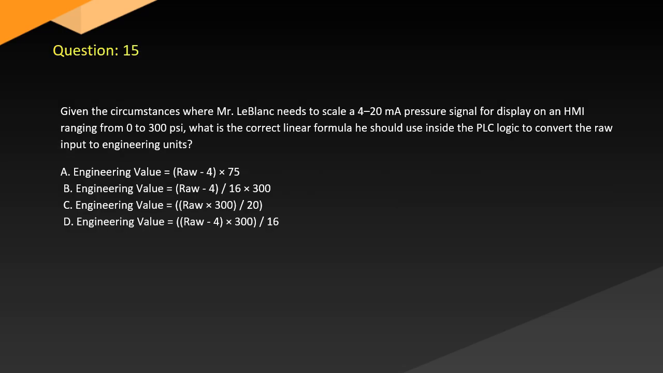Question 15. Given the circumstances where Mr. Leblanc needs to scale a 4-20 mA pressure signal for display on an HMI ranging from 0 to 300 psi, what is the correct linear formula you should use inside the PLC logic to convert the raw input to engineering units? A. Engineering value equals raw minus 4 times 75. B. Engineering value equals raw minus 4 over 16 times 300. C. Engineering value equals raw times 320. D. Engineering value equals (raw minus 4) times 300 over 16.